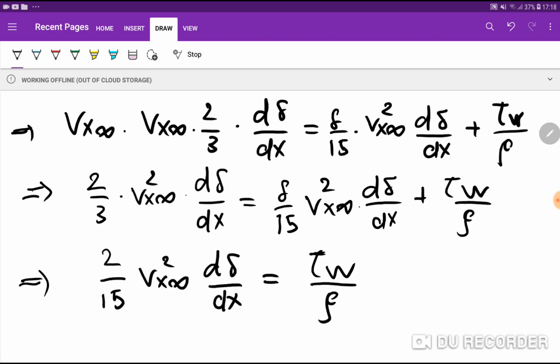Okay, but here we have a problem. We simplified the equation. The equation is really nice. However, there is a problem, and that problem is we don't know what tau w is. Right? We have to express tau w as a function of delta. Because you remember the goal again is to find delta as a function of x, but now we don't know what tau w is, right? This is a mystery element of our ingredients. So how do we find that?